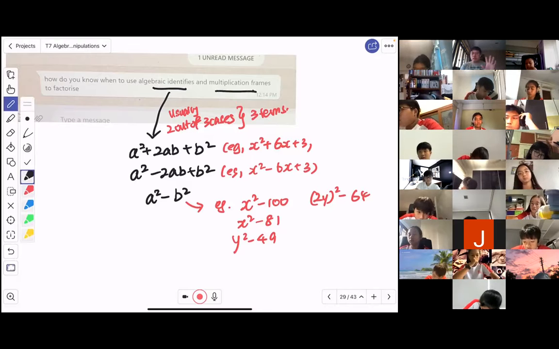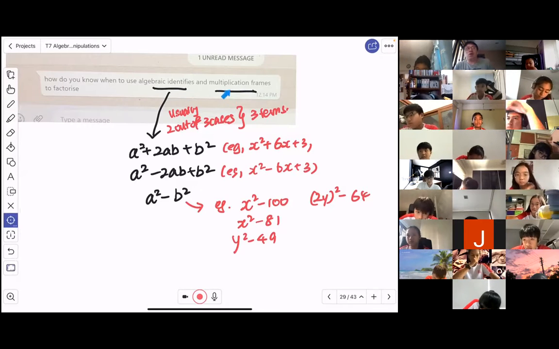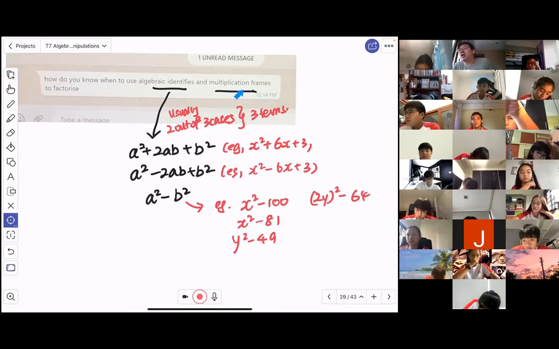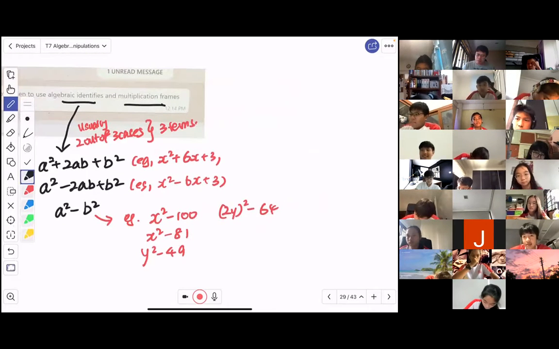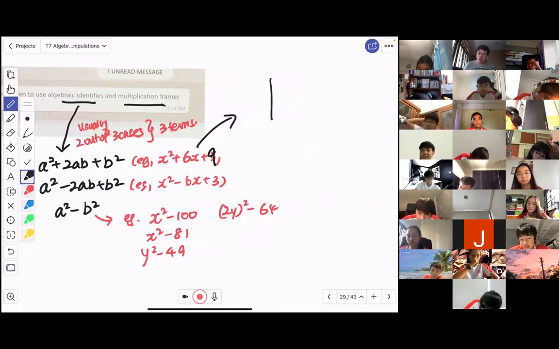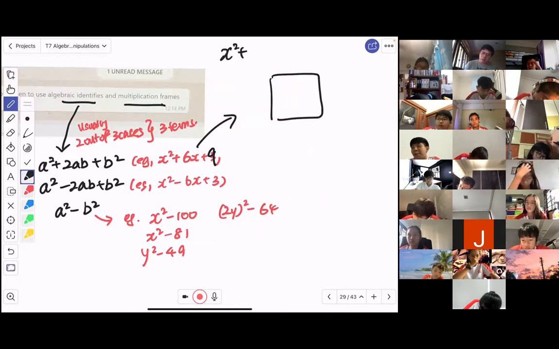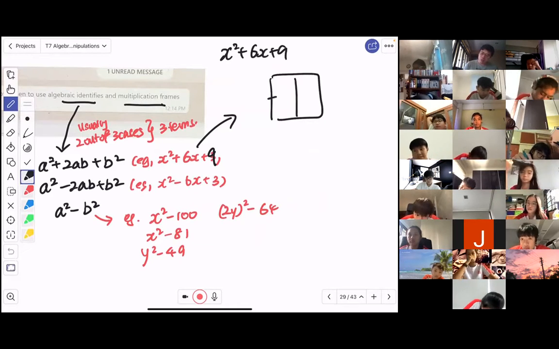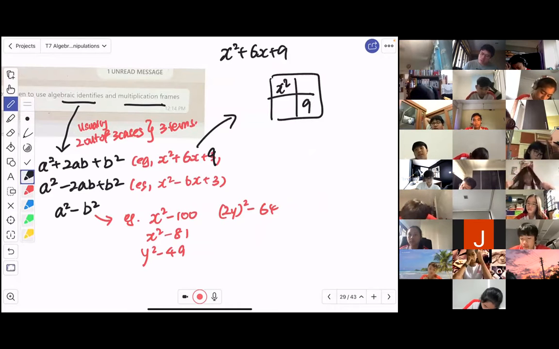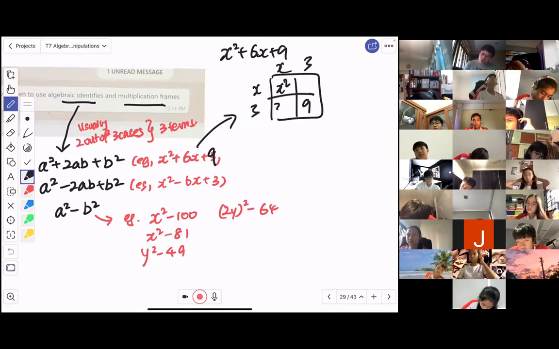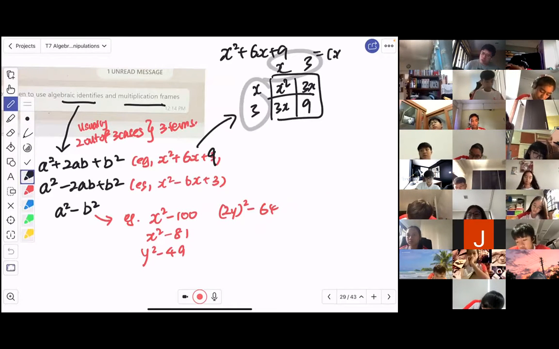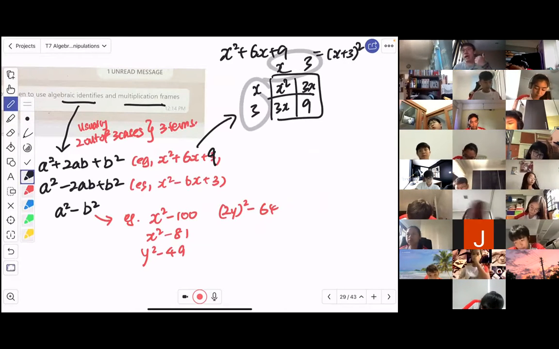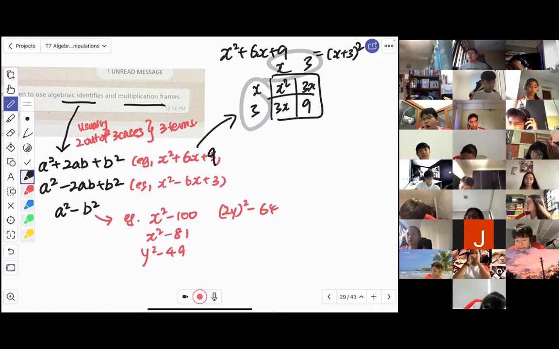The fact is, if you don't know algebraic identity and you use multiplication frame, it can also work. So for example, let's say I try to factorize x squared plus 6x plus 9. I can use the frame. This is x squared, this is 9. x, 3, 3. 3x, 3x. You can see that I get the same thing, which is x plus 3 bracket square. I can do the identity, or I can use the frame. Can, but you need to know both.